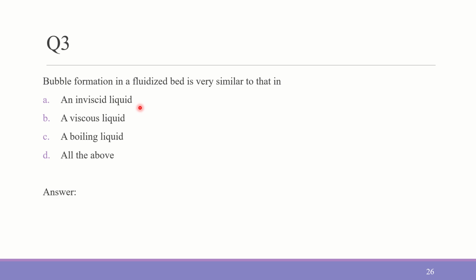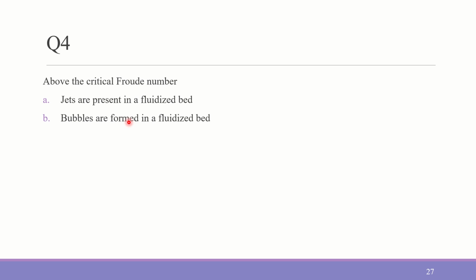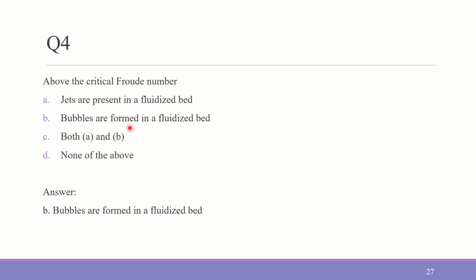So now question 4. In question 4, above the critical Froude number, option A, jets are present in the fluidized bed. Option B, bubbles are found in a fluidized bed. Option C, both A and B. Option D, none of the above. I guess above the critical Froude number, bubbles are found inside the fluidized bed. So option B is the right answer.